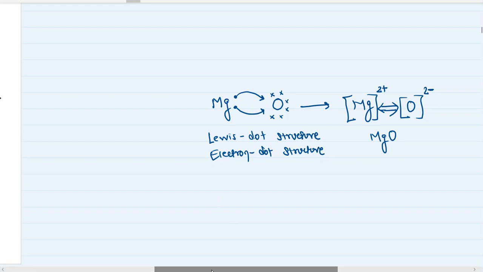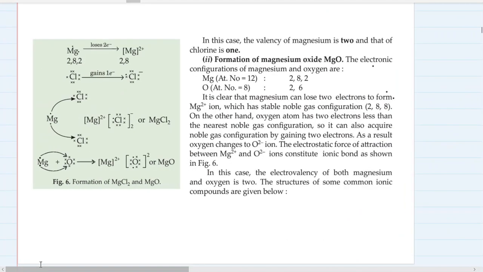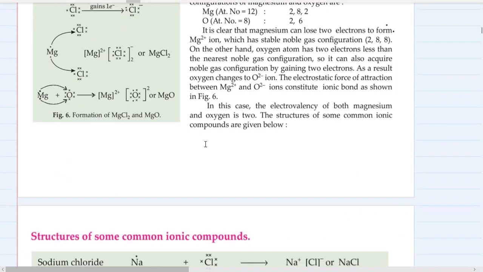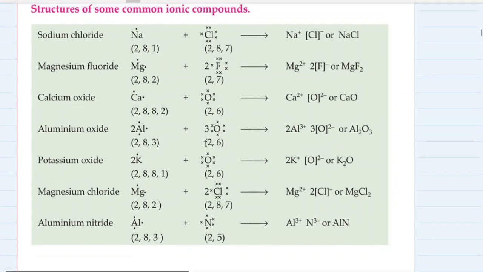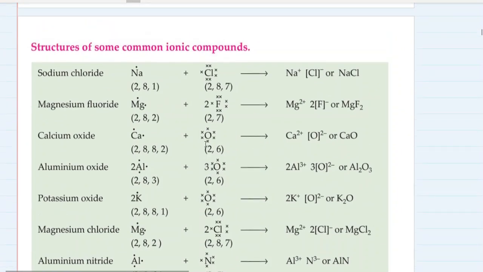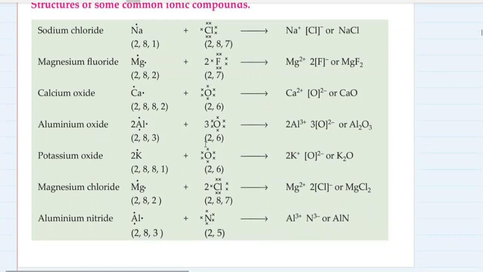Okay, so you should be able to represent the formation of compounds in this manner. Here, the structures of some common ionic compounds are given to you. I would recommend that you show these structures in your notebook as notes. Sodium chloride, magnesium fluoride, calcium oxide. Now here for magnesium fluoride they have shown 2F.